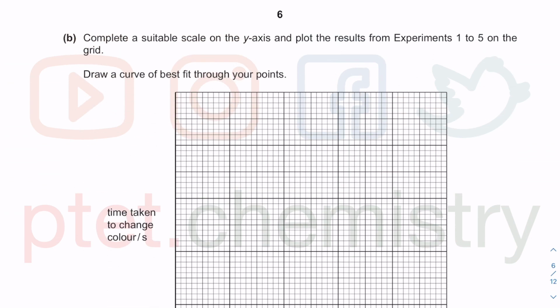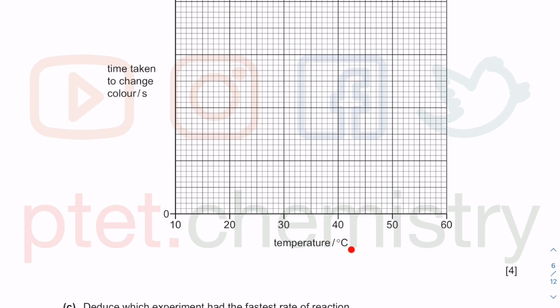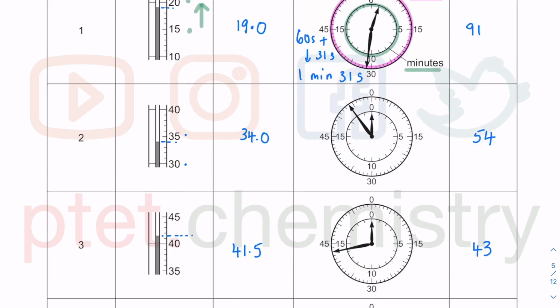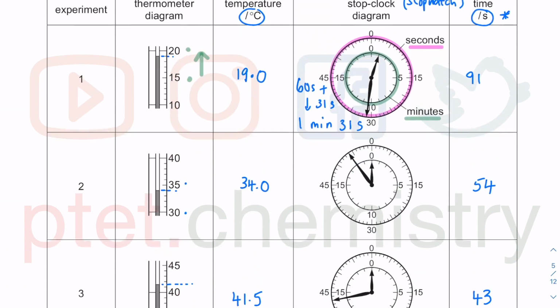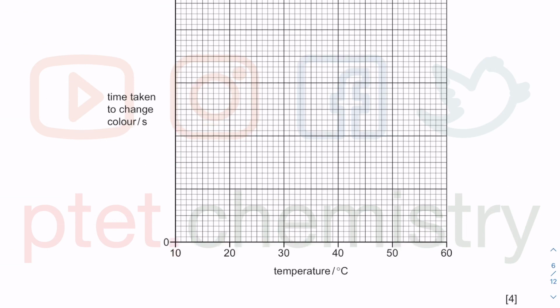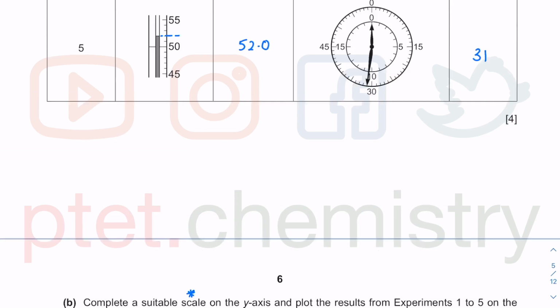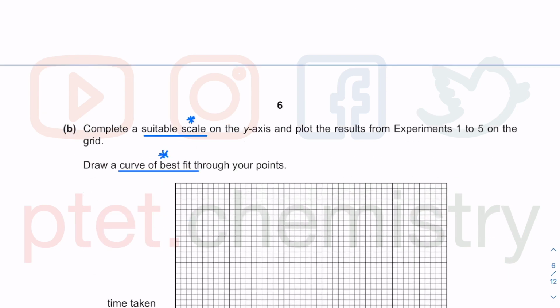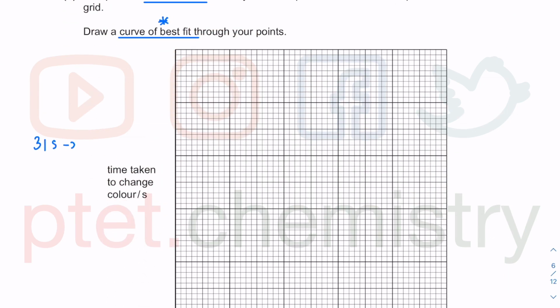Now we're going to complete a suitable scale on the y-axis. They haven't given you a scale, so you need to think about the scale. Be very careful. Draw a curve. Here they already told you that it's a curve, so do not draw a straight line graph. On the x-axis, this is temperature in degrees Celsius. This is the time to change color in second. So temperature 19.0 and 91 second. Actually, we need to figure out the scale first. That's why they give us a little bit more marks than usual. In terms of the time, the highest is 91, the lowest is 31, so 31 second to 91 second.